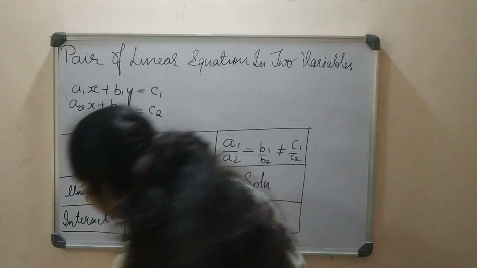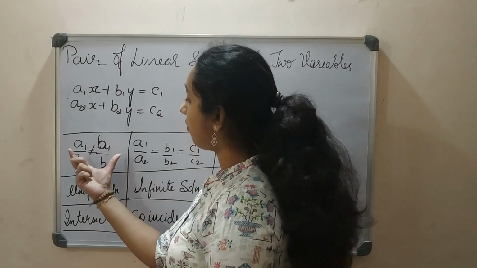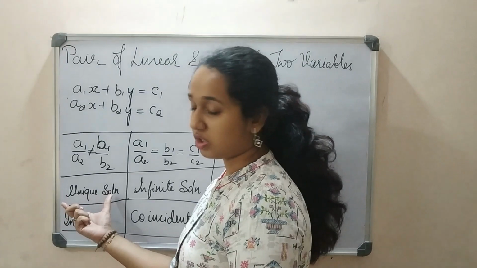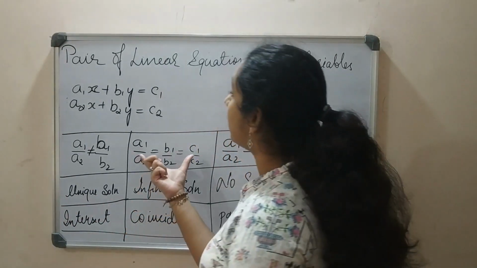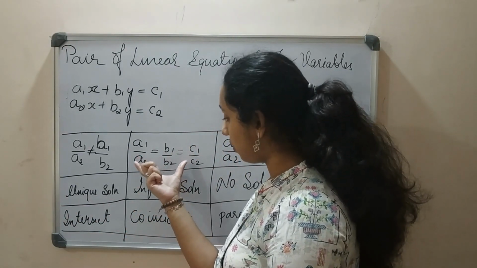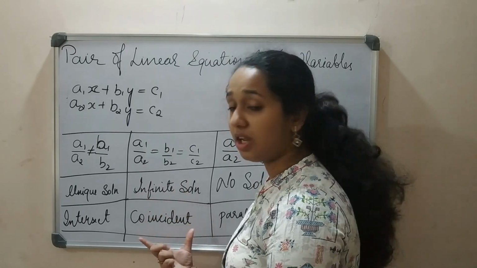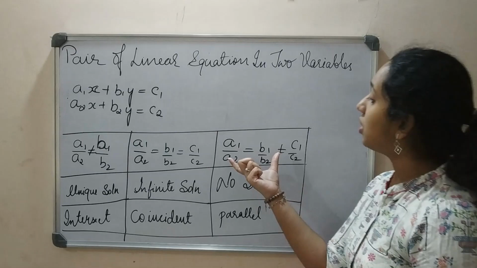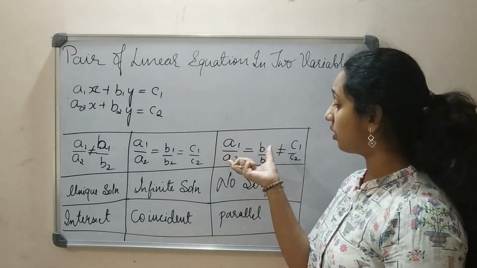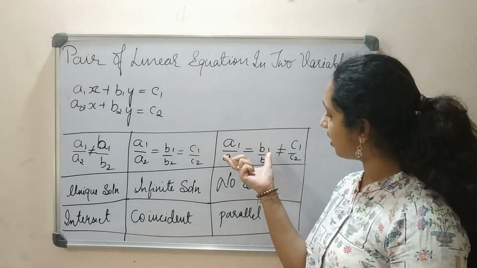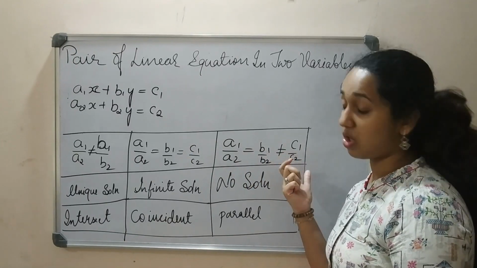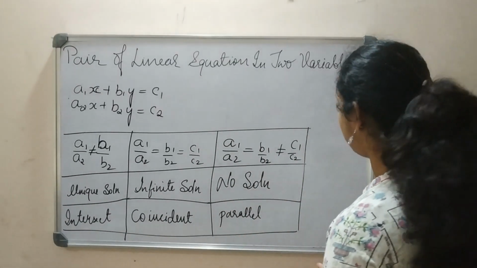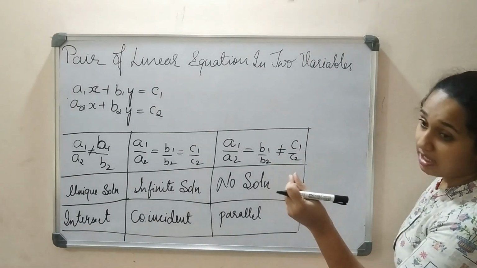So if the ratios of the coefficients of x and y are not equal, then it is a unique solution and the lines will intersect. If the ratios of the coefficients of x and y are equal, then you get infinite solutions and the lines are coincident in graphical representation. If the coefficient ratios of x and y are equal but not equal to the ratio of the constants, then you get no solution and the lines are parallel. If you have a doubt, we will take the equations.